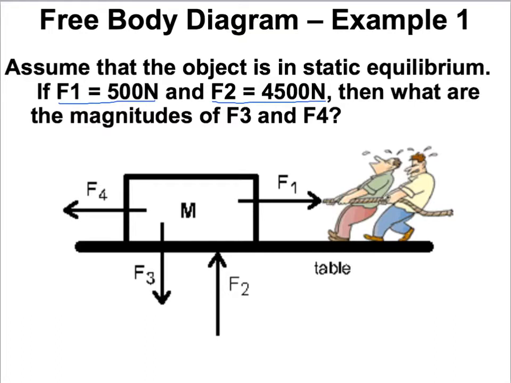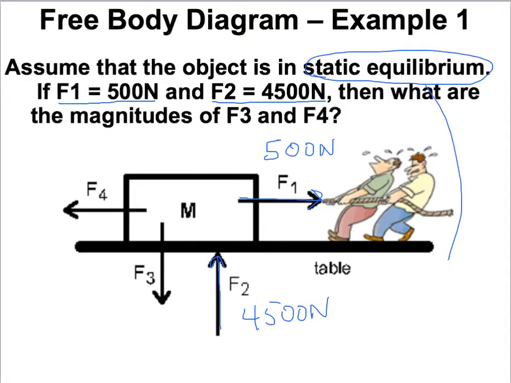So let's just think about it, and let's label what's being given to us. First, F1 is this tension force, and it says that that is 500 newtons. Next, F2 is this normal force, and the problem gives us that this is 4,500 newtons. Now a key thing about this is it says that the object is in static equilibrium, and that means that the object is not moving, and the net force is equal to 0 newtons.